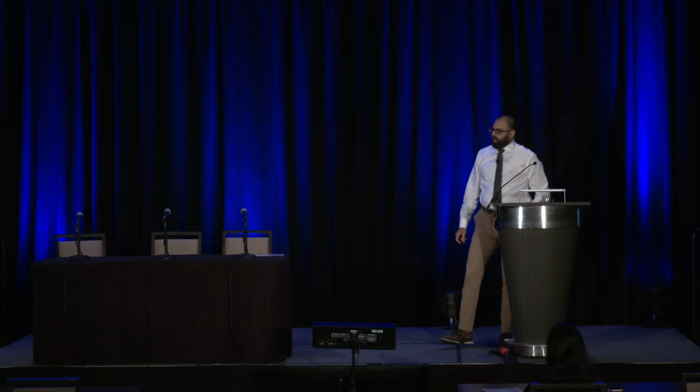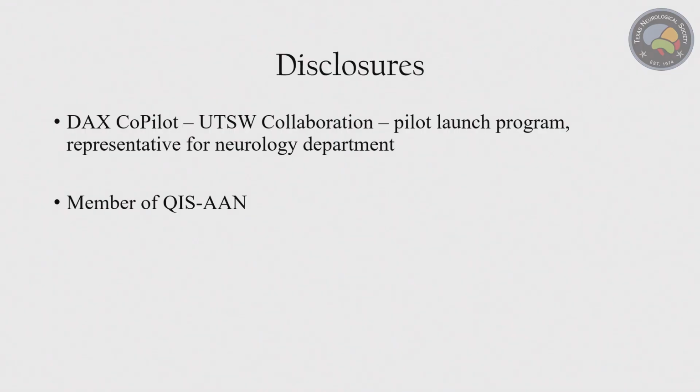So implementing artificial intelligence in neurology clinic practice is an up-and-coming area, and there's been a lot more scope and a lot more outlook into this, especially on best practices and policies to look out for. In this, we're going to talk about basic use cases and limitations towards practical implementation for artificial intelligence. A couple of disclosures. DAX Copilot and UT Southwestern do have a collaboration. It's in its launch program and now in its maintenance phase. Also, I do artificial intelligence work for the Quality Informatics Subcommittee of the American Academy of Neurology.